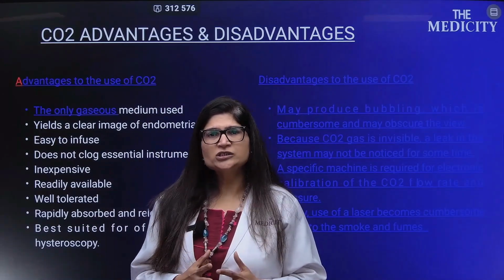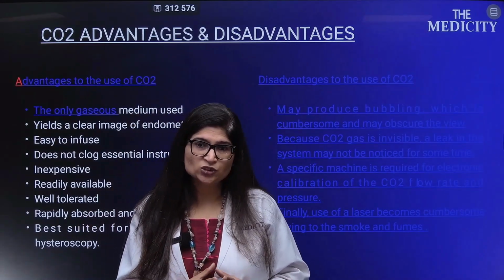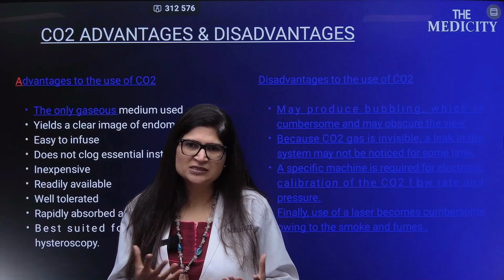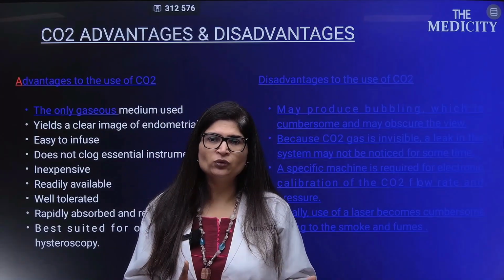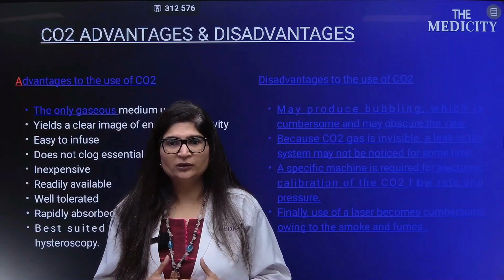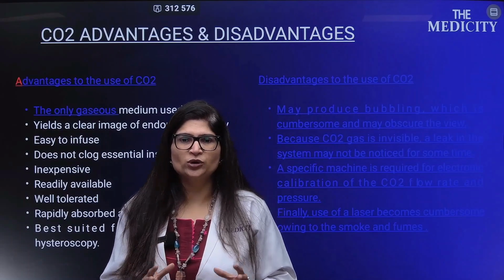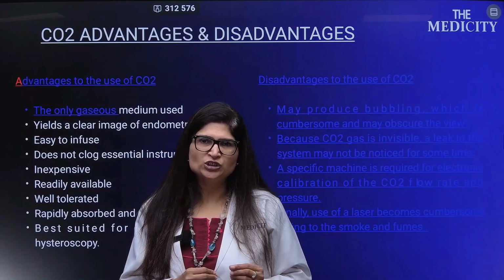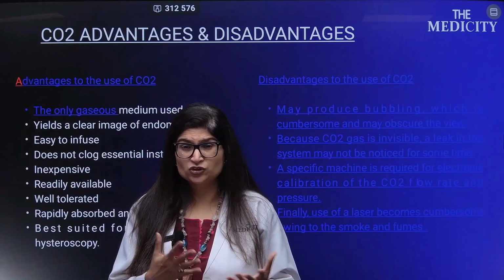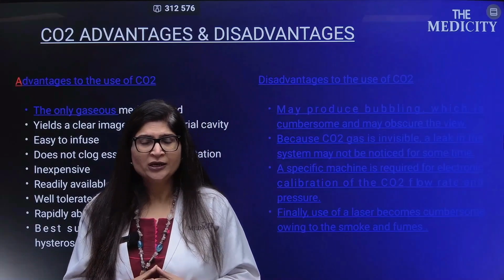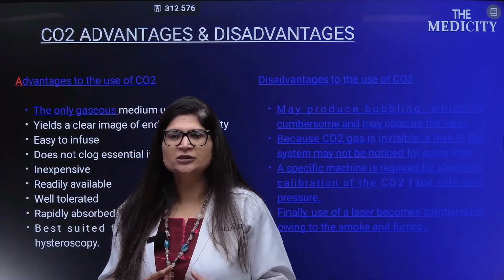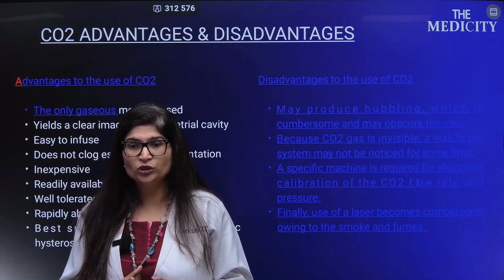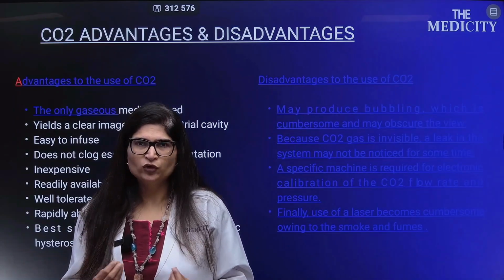The disadvantages of using CO2 as distension media: it might produce bubbles which sometimes become cumbersome and may obscure the view, and as CO2 is invisible, a leak in the system may not be noticed for some time, so that might create a problem. A specific machine is required for electronic calibration of the CO2 flow rate and to maintain the proper pressure which we need in the uterine cavity. Finally, the use of a laser has become cumbersome owing to some smoke or fumes inside.